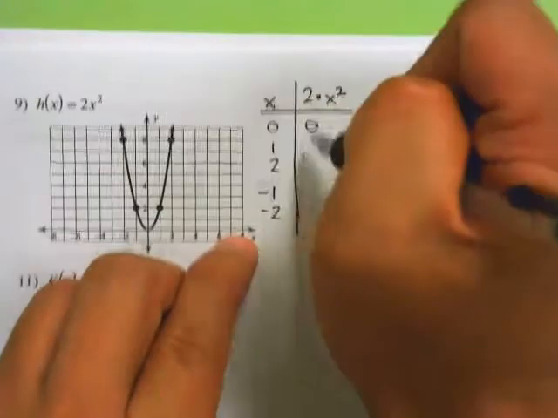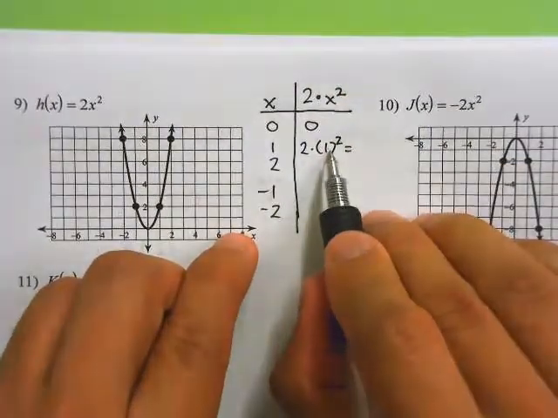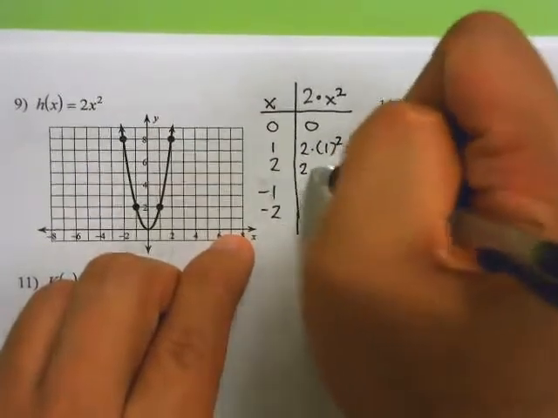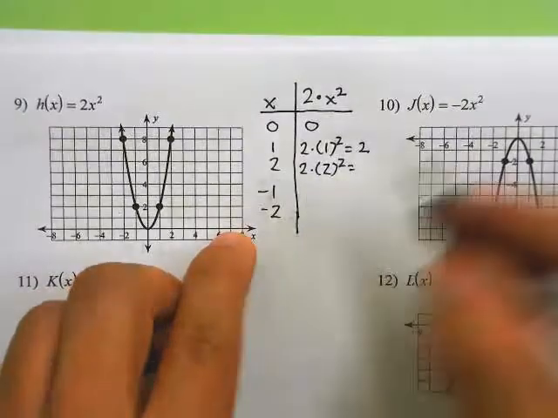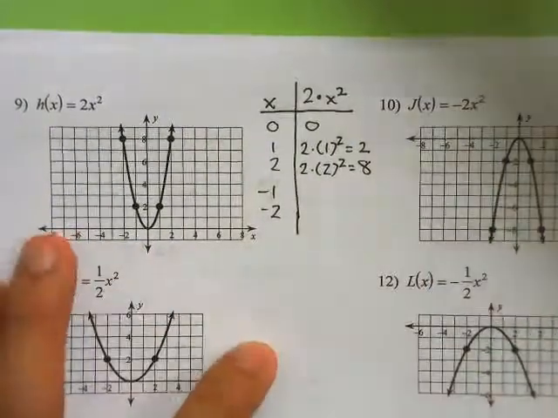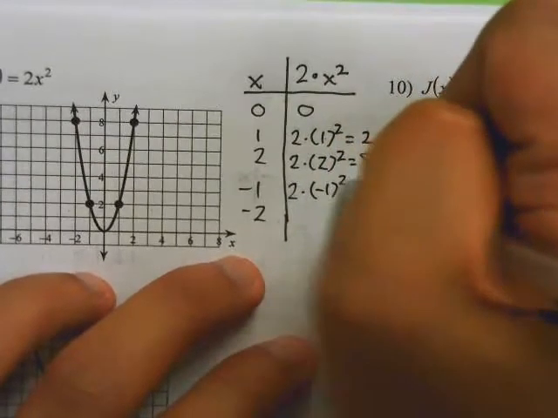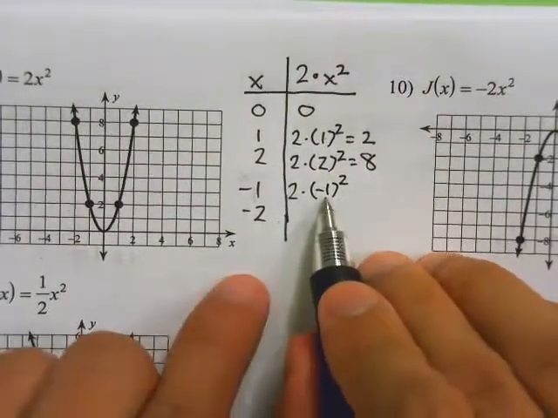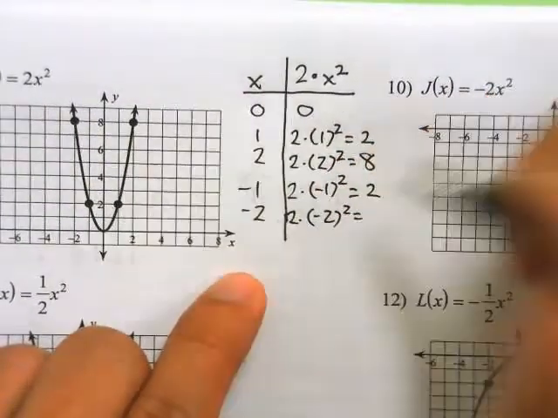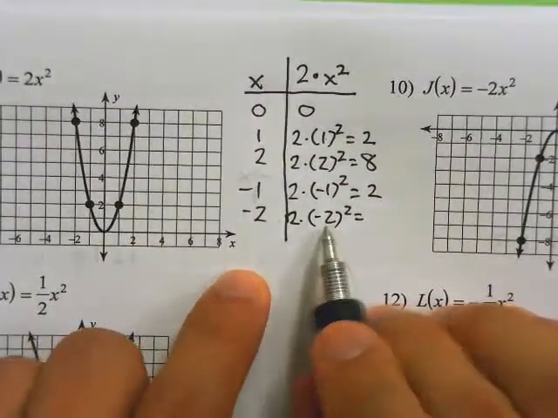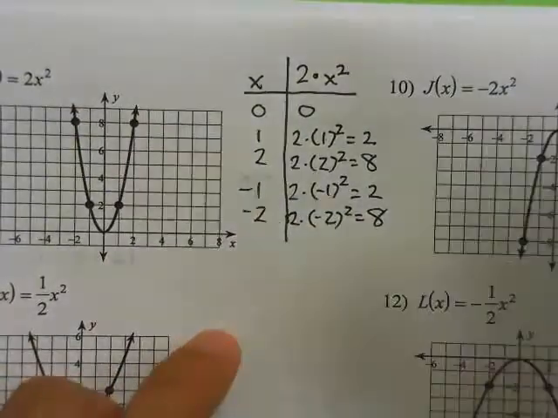Okay, you plug in 1. 1 times 1 is 1, times 2 is 2. You plug in 2. 2 times 2 is 4, times 2 is 8. You plug in -1. -1 times -1 is 1, times 2 is 2. And then you plug in -2. -2 times -2 is 4, times 2 is 8. This is your pattern for your 2x squared graph.